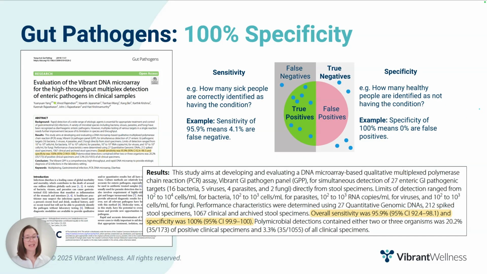In fact, this 2019 Gut Pathogens article affirms that Vibrant's Gut Pathogens panel has a sensitivity of 95.9% and a specificity of 100%. A specificity of 100% means there are 0 false positives. In other words, if a test shows you have a pathogen, you 100% have that pathogen. A sensitivity of 95.9% means there is a 4.1% chance of a false negative, so your patient may have a pathogen even if it wasn't captured by the stool test.